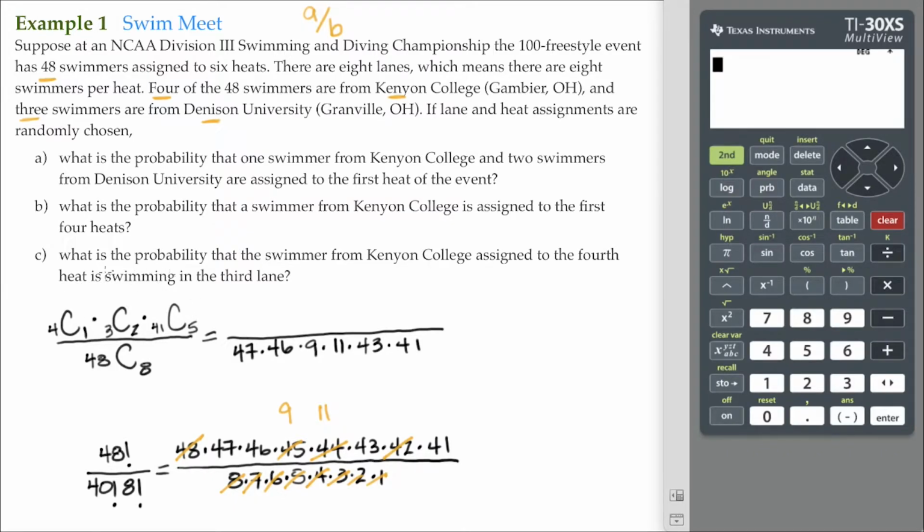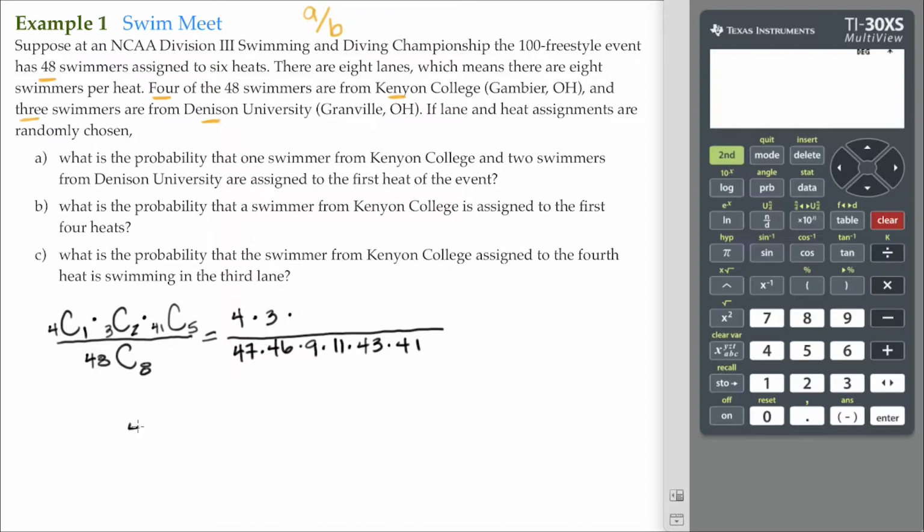For our event, for our numerator, 4 choose 1. Hopefully you know that that's 4. 3 choose 2. Hopefully you know that that's 3. But then 41 choose 5. That's going to be 41 factorial over 41 minus 5, that's 36 factorial, times 5 factorial.